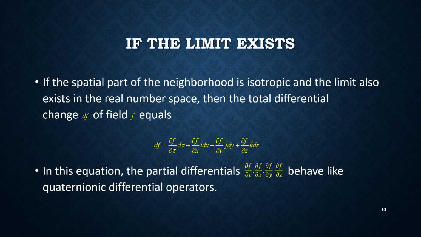If the spatial part of the neighborhood is isotropic and the limit also exists in the real number space, then the total differential change df of field f equals. In this equation, the partial differentials delta f divided by delta tau, delta f divided by delta x, delta f divided by delta y, and delta f divided by delta z, behave like quaternionic differential operators.